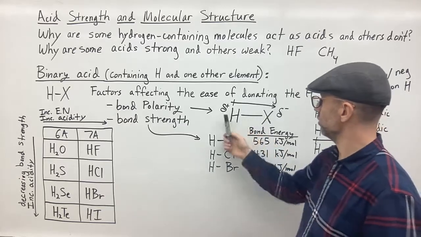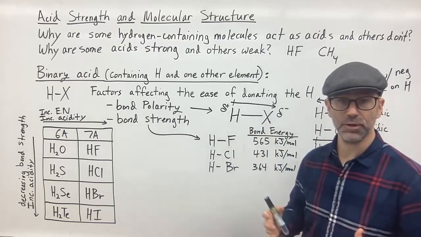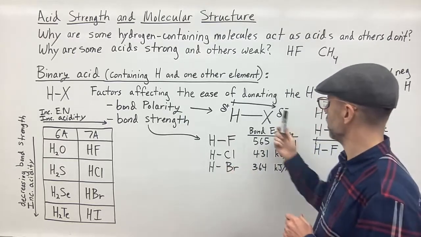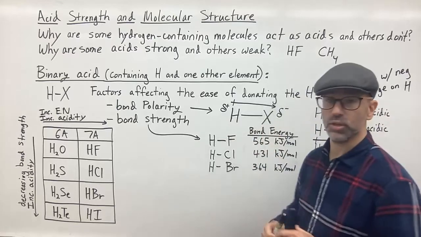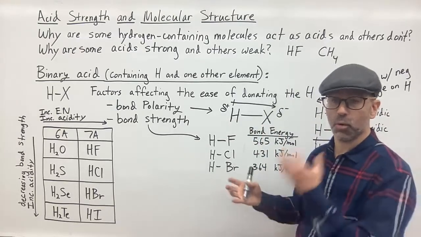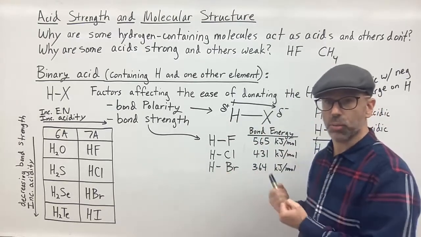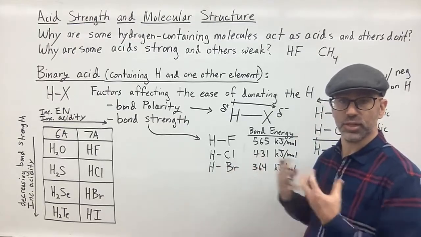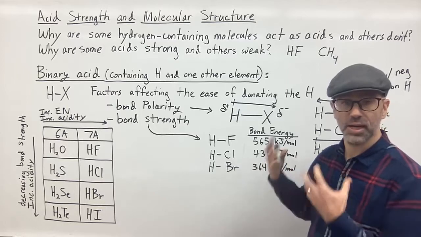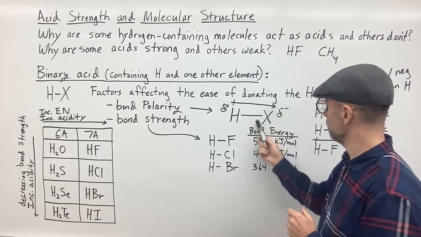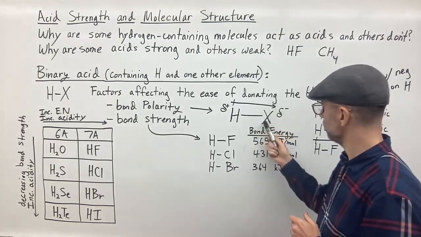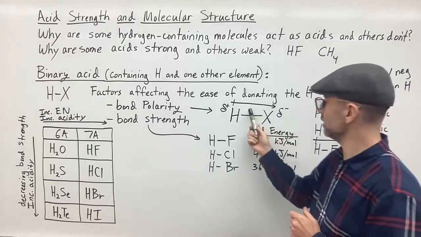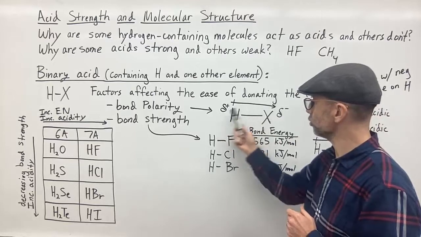This happens when you have a difference in electronegativity that is fairly large. Here, the arrow points to the more electronegative atom. The more electronegative atom is the one that's going to pull the electrons in the bond more towards it, and so the electrons are going to spend more time around that atom. That's going to give this X a partial negative charge, and that's going to give the hydrogen a partial positive charge.